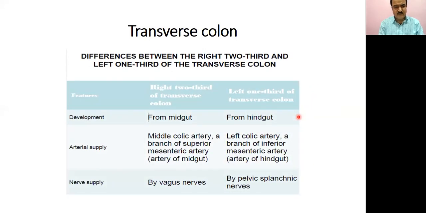Usually we divide this transverse colon into right 2/3 and left 1/3. It has some differences. Developmentally, the right 2/3 is developed from the midgut, whereas the left 1/3 is developed from the hindgut. There is a difference in artery supply. The right 2/3 is supplied by the middle colic artery, a branch of the superior mesenteric artery, and the left 1/3 is supplied by the left colic artery, a branch of the inferior mesenteric artery. In other words, the right 2/3 is supplied by the superior mesenteric artery, and the left 1/3 by the inferior mesenteric artery. Nerve supply: the right 2/3 is supplied by the vagus nerve, and the left 1/3 by pelvic splanchnic nerves.